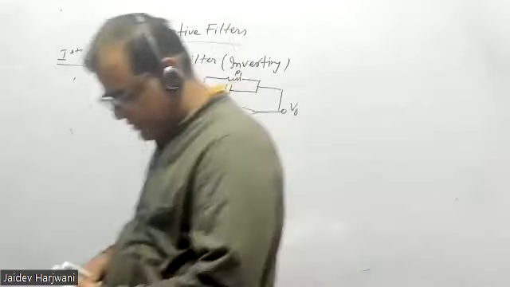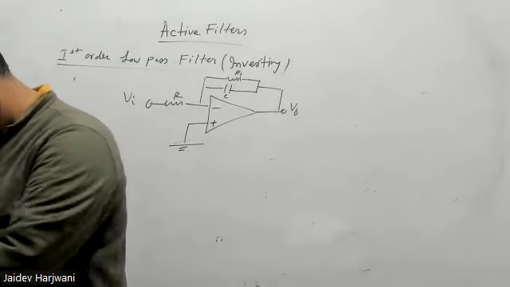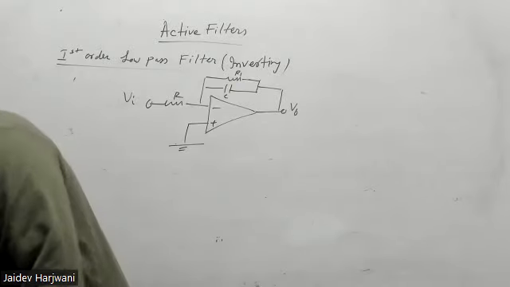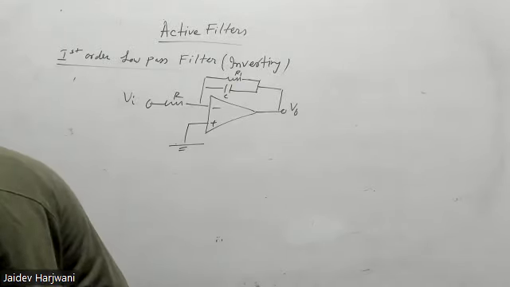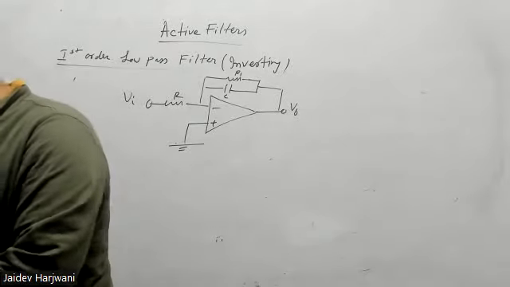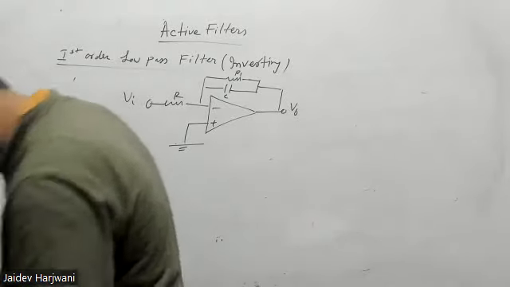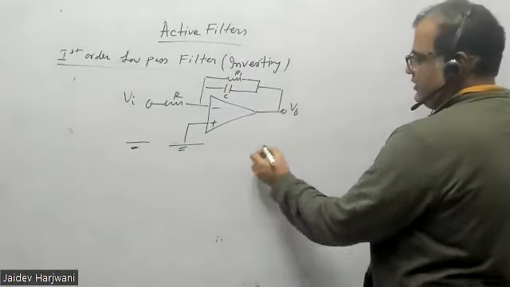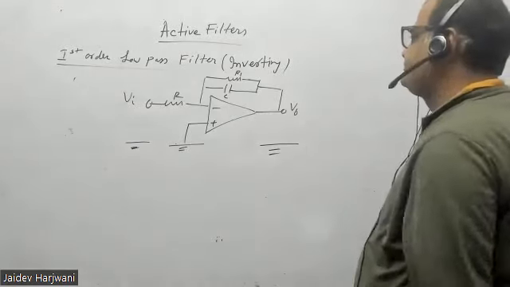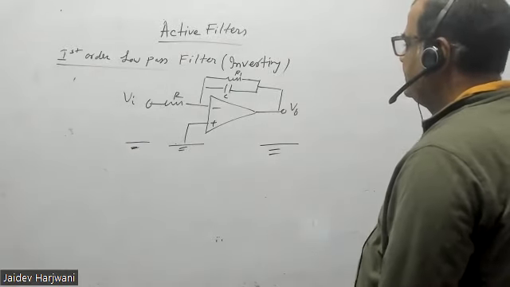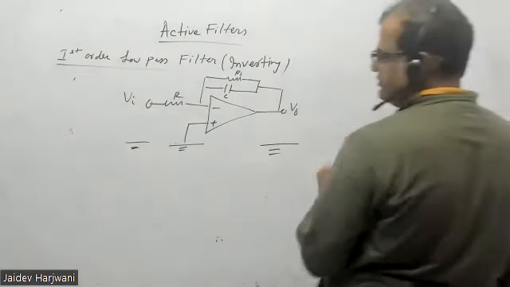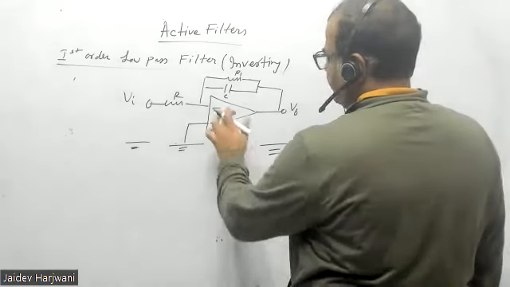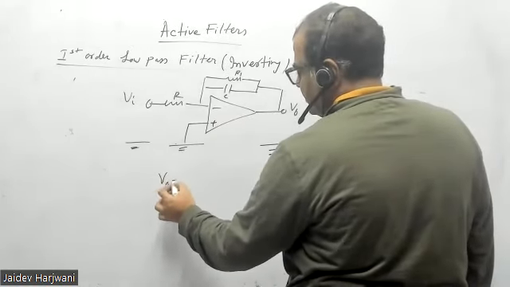So let us do the calculation, the same way as we did earlier. This is all the same thing again and again. You are applying V input here and you are getting V output here. Now I want to write V naught. So how can I write V naught? This is the inverting configuration.